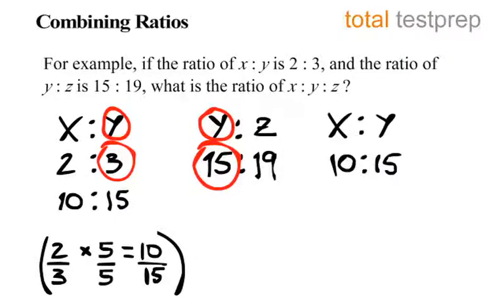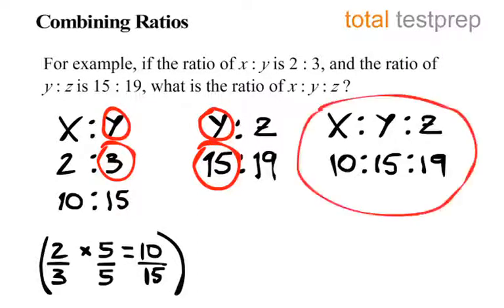So we now know that the ratio of x to y is 10 to 15. We also know that the ratio of y to z is 15 to 19. Therefore, when you combine those, you get a ratio of 10 to 15 to 19. So the overall ratio is 10 to 15 to 19.